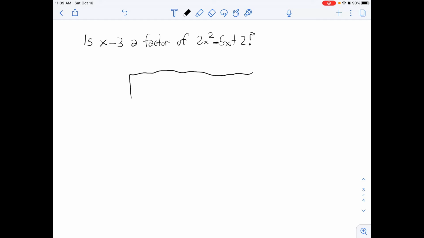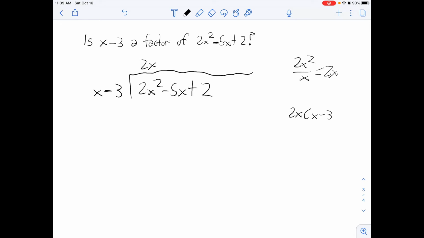So I'll do an example here. We're being asked if x minus 3 is a factor of the polynomial 2x squared minus 5x plus 2. We're going to set it up like we did in the last problem, with the polynomial under the division sign and the divisor on the left of the division sign. So 2x squared divided by x equals 2x. x times 2x is 2x squared, so we'll write 2x here. And 2x times x minus 3 is 2x squared minus 6x. Subtract it from the polynomial.